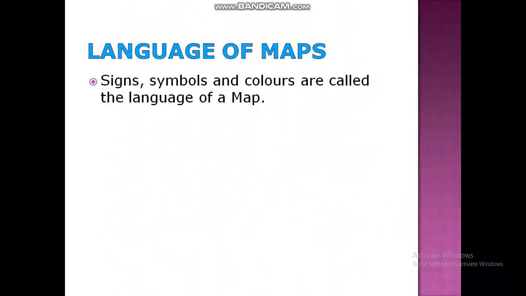The language of maps. In a map, various signs, symbols, and colors are used to show cities, rivers, lakes, etc. They are called the language of a map. One should know the language of the map to read it correctly.